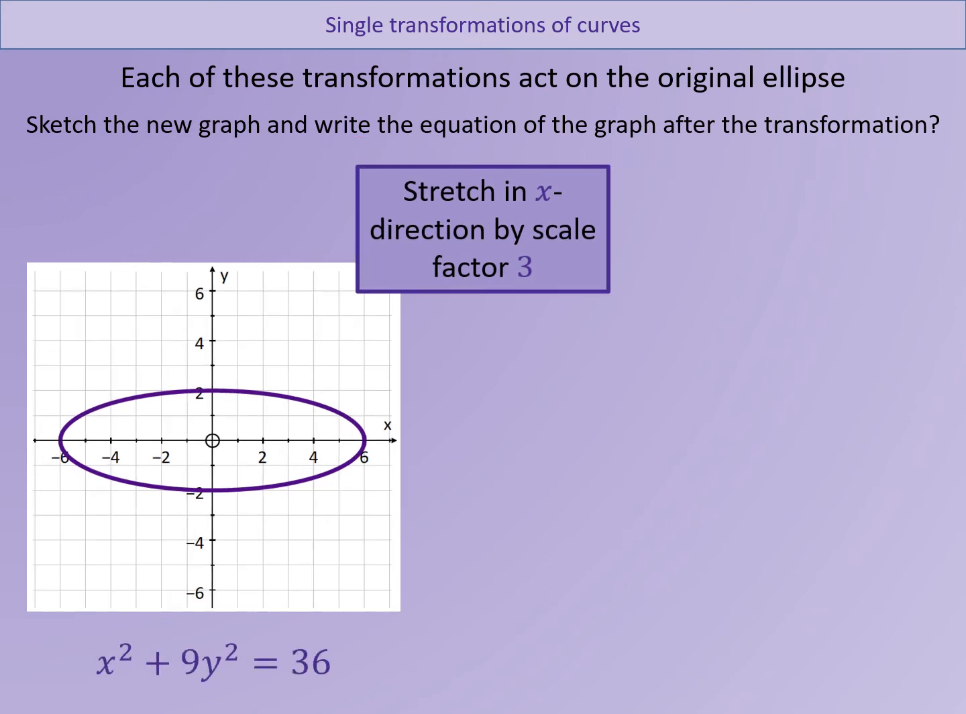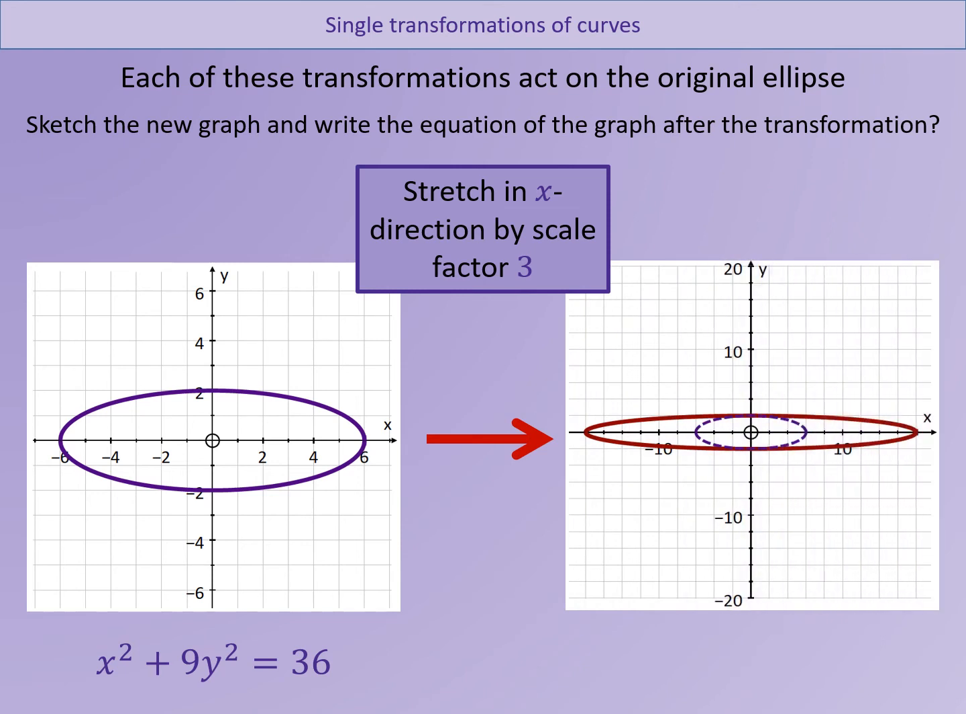So the first transformation we're going to do is a stretch in the x direction, scale factor 3. So this is what the sketch looks like. It's the same graph but stretched factor 3 in the x direction. We can find the equation by replacing x with x over 3.